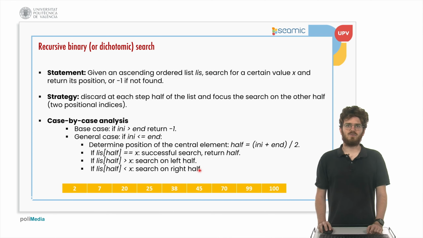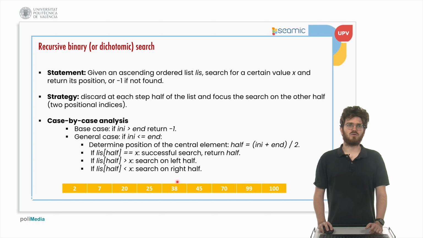And we locate that by using the indices ini and end, which are the beginning and the end of the list. In this case it would be 0 and 8. And we divide that sum by 2 to obtain the halfway index. Then we access this value and check whether it's equal to the value we're looking for, smaller than that, or greater than that. And in any case, we go looking for the half that could contain that number.